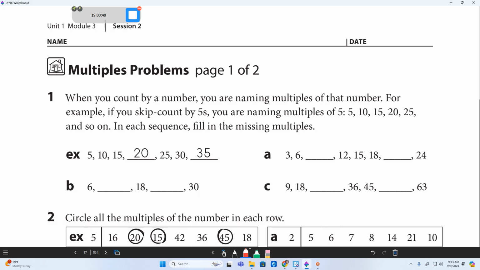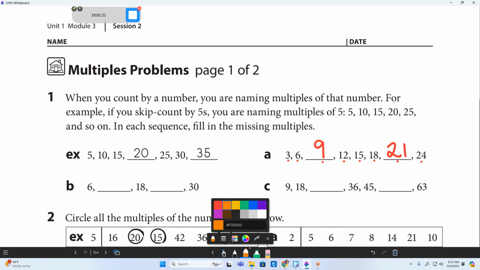Here we go. In each sequence, fill in the missing multiples. So we have the example of 5 there. Let's do multiples of 3. So skip counting by 3. 3, 6, 9, 12, 15, 18, 21, and 24. And we're skip counting by 3. And notice that 3 times 1 is 3. 3 times 2, 3 times 3, 3 times 4, 3 times 5, 3 times 6, 3 times 7, 3 times 8. And of course, we could keep going.